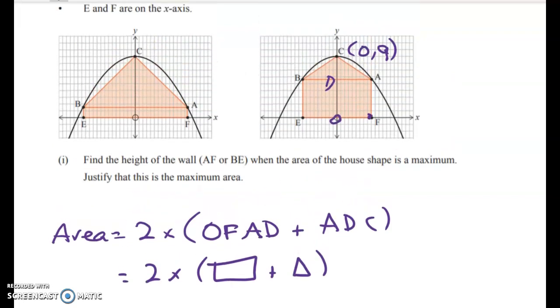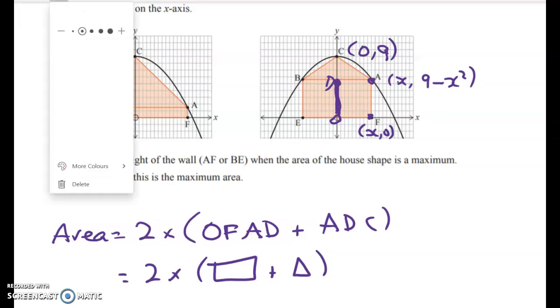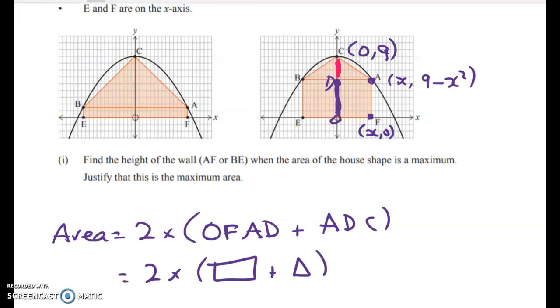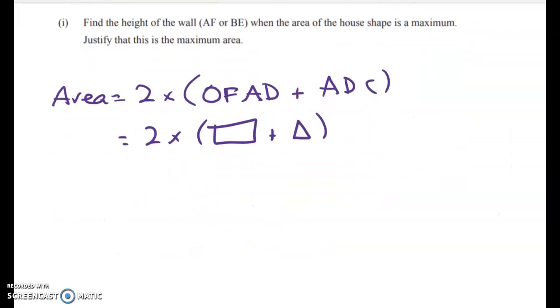Now this point here, point F, has coordinates (x, 0). This point A has the coordinates x and 9 minus x squared, because it's sitting on the parabola. This length here is just our y value, so it's 9 minus x squared. And this little bit in here is the gap between 9 and the y value. We'll use all of that in a second.